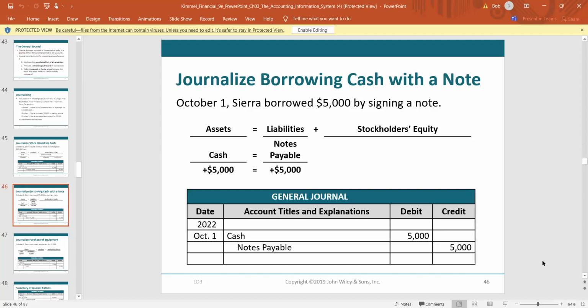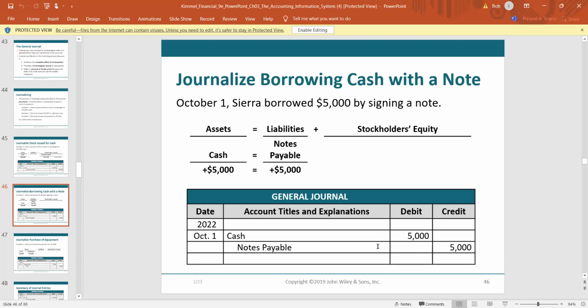Remember, they borrowed money by signing a note? Well, cash is going to go up again. We just brought in another $5,000 worth of cash. Cash comes up. Unfortunately, we're going to have to pay it back someday. And that is in the account we're going to call notes payable. You notice it's not called accounts payable.